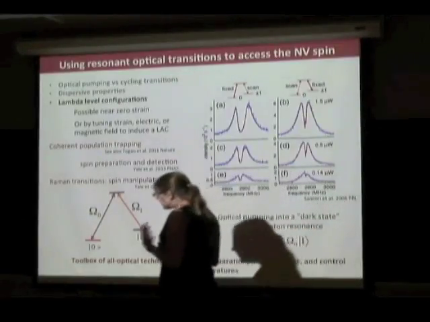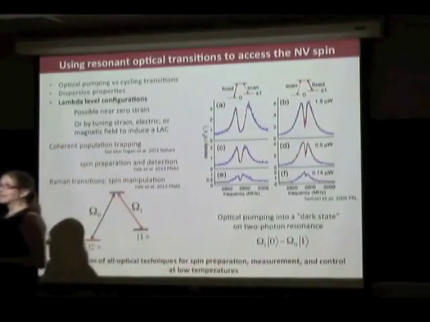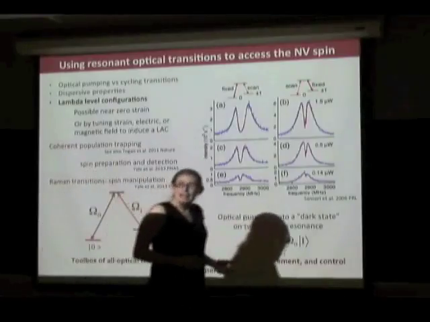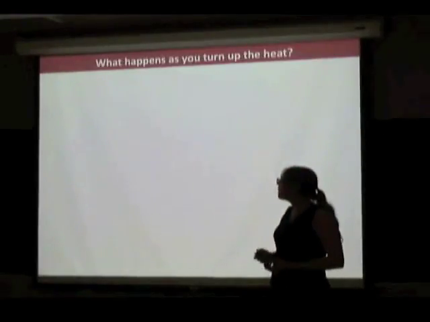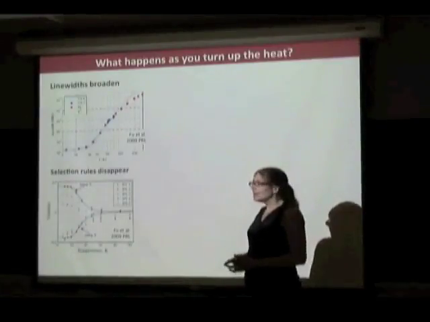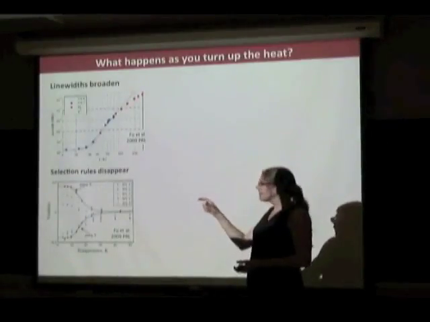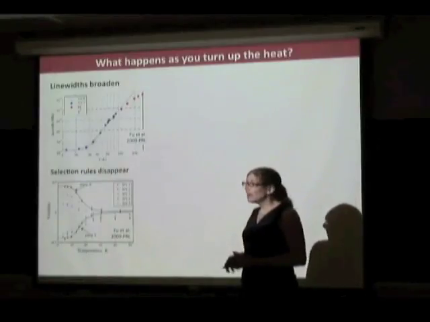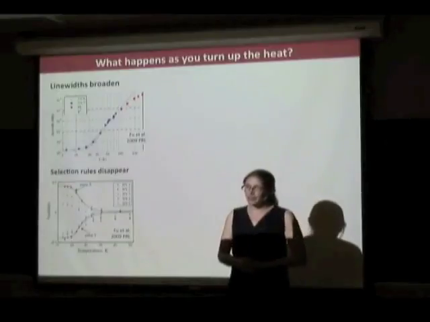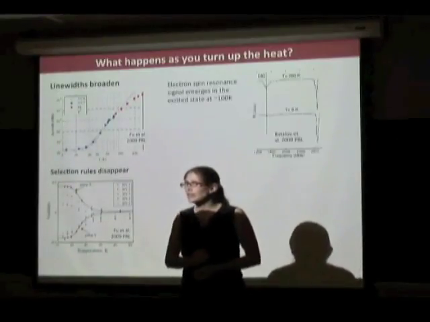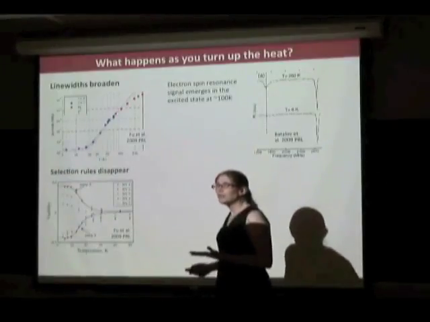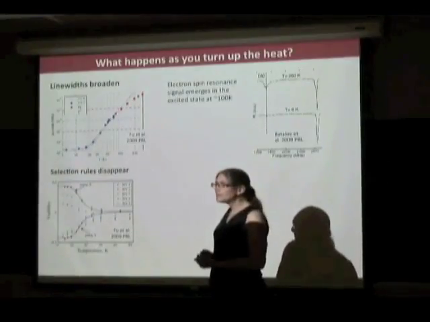However, all of this really only works well if you're below about 10 Kelvin. And it's natural to ask why. It's natural to ask what happens as you turn up the heat. Well, as you turn up the heat, one of the things that happens is the line widths broaden. Those nice narrow line widths, they get broader, they get smaller, and eventually they become unobservable. The polarization selection rules also disappear. Mysteriously, there's an electron spin resonance signature that suddenly pops up around 100 Kelvin that wasn't there at low temperatures.